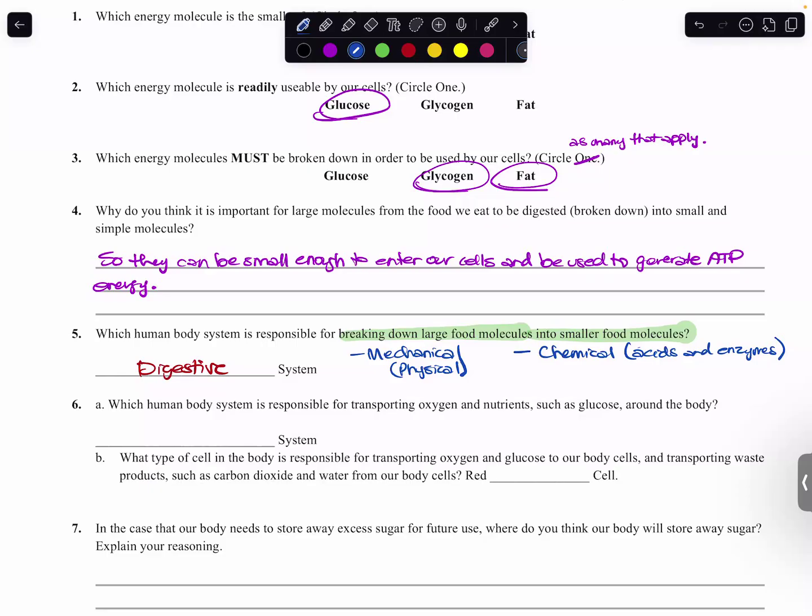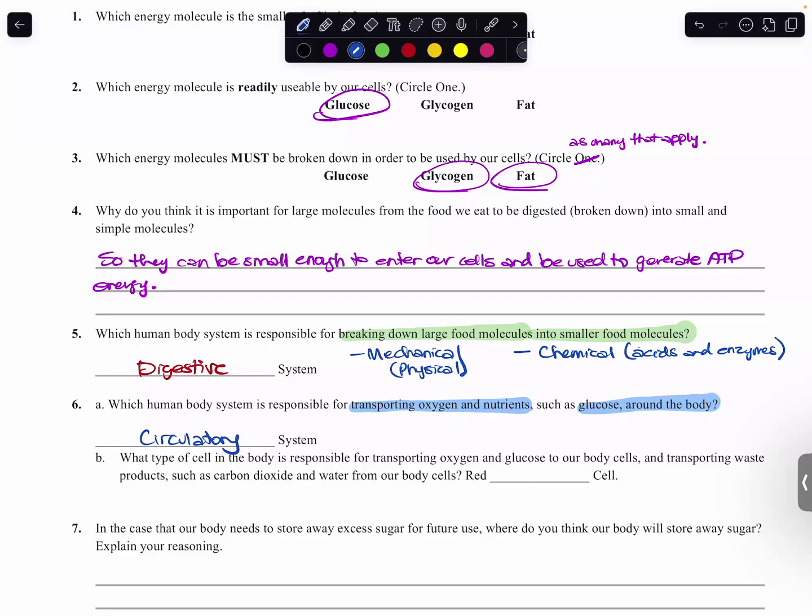And then 6A says, which human body system is responsible for transporting oxygen and nutrients, such as glucose, around the body? First of all, if I'm talking about transport, there's only one body system that transports anything. And the only thing that gets transported around the body in mass is blood, and blood only belongs to one body system, and that is the circulatory system. If you look at the word circulatory, we see the word circulate. We're circulating blood. Simple, right?